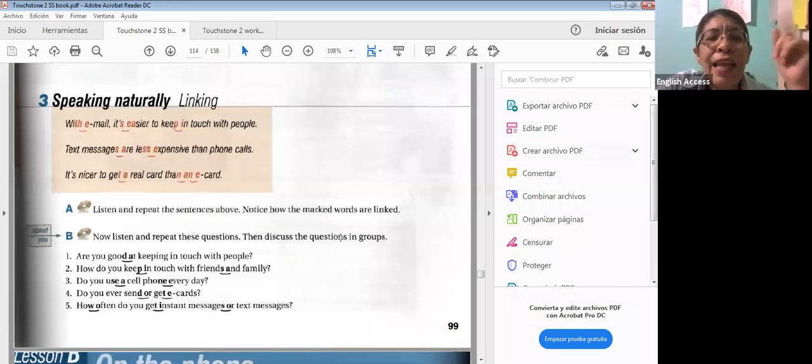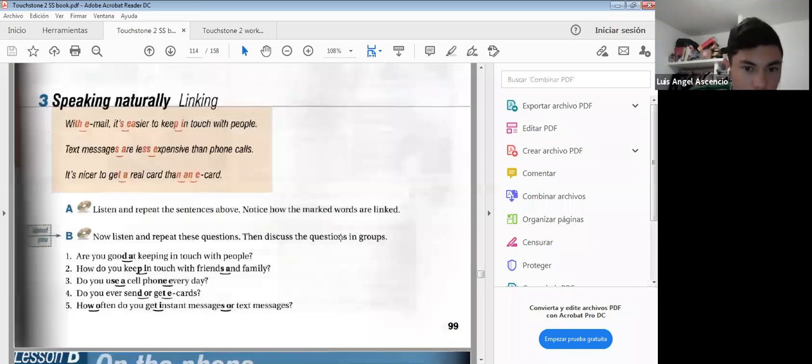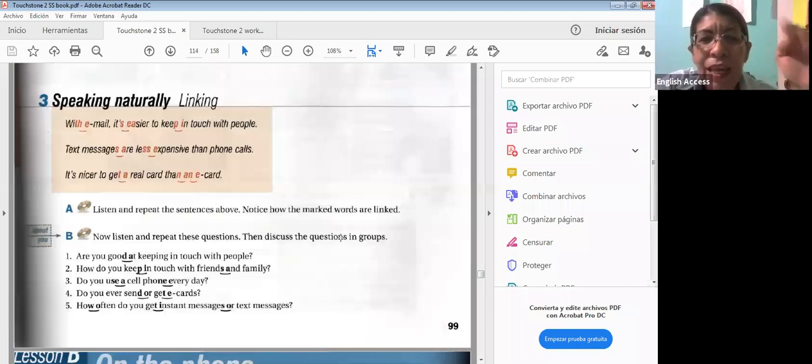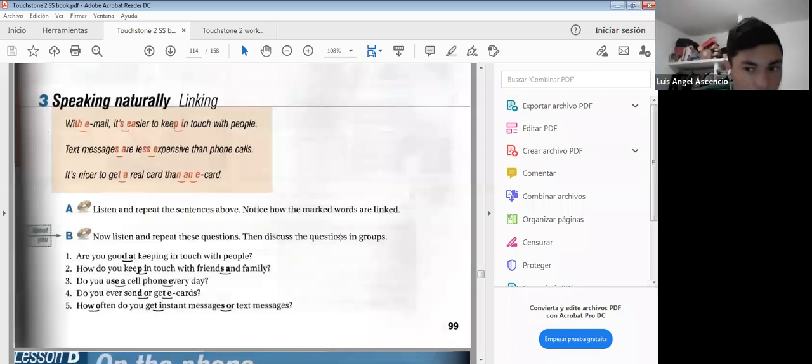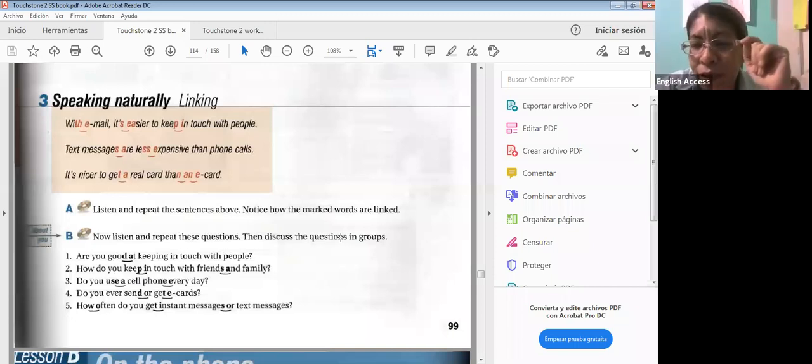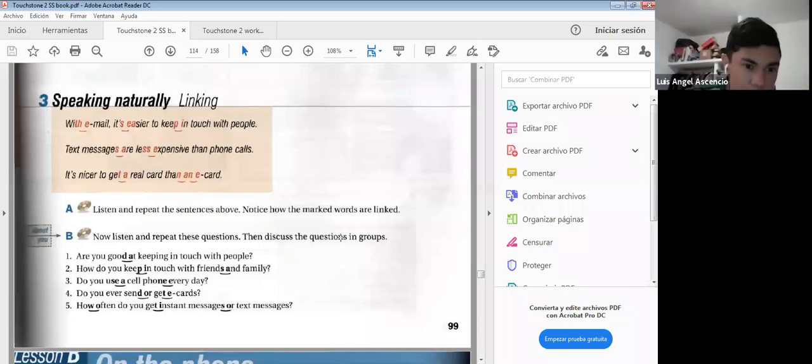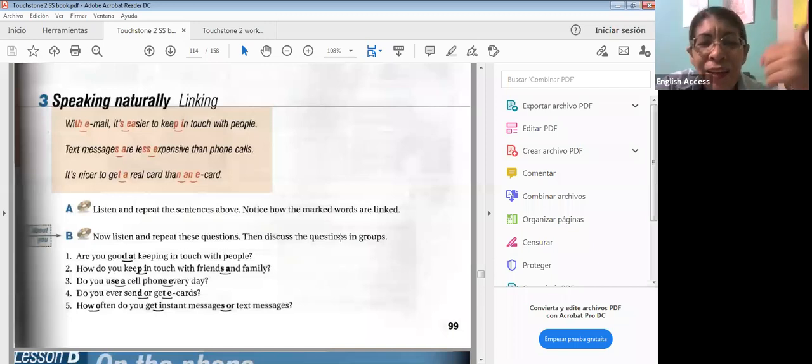Excellent. Now, once again, little by little. Text messages are less expensive than phone calls. Text messages are less expensive than phone calls. Excellent. Now, one more time.